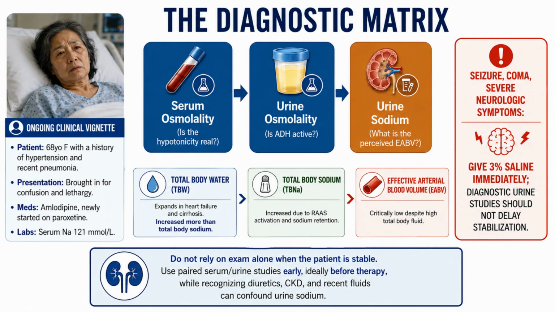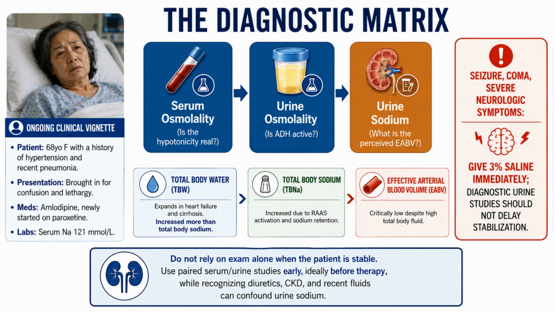For everyone else, the matrix asks 3 questions. First, is hypotonicity real? That is serum osmolality. Second, is AVP active? That is urine osmolality. Remember, AVP and ADH are the same hormone. Third, what is the kidney sensing about effective arterial blood volume? That is urine sodium, interpreted with context.